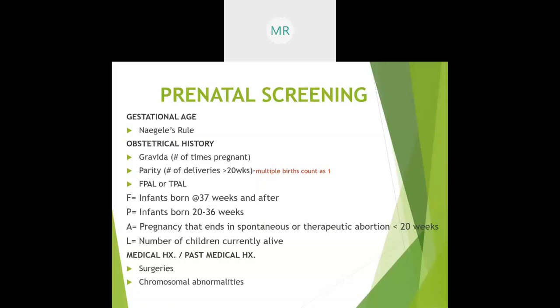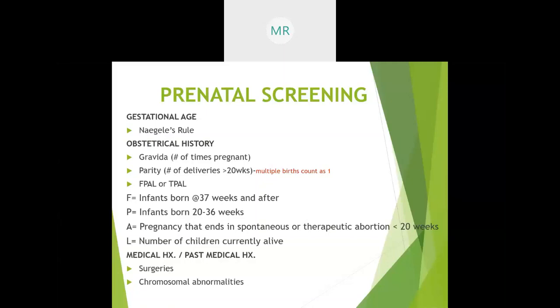Then we have OB history. Gravida is the number of times that mom has been pregnant, no matter what the outcome was. So if she had a miscarriage at 6 weeks, that's gravida 1, that's G1. If she had 2 miscarriages, that is G2. And don't forget to count that if she's here today for her prenatal visit and she's had 2 miscarriages in the past, then that would be a G3 because she's pregnant this 3rd time. So the number of times a mom has been pregnant.